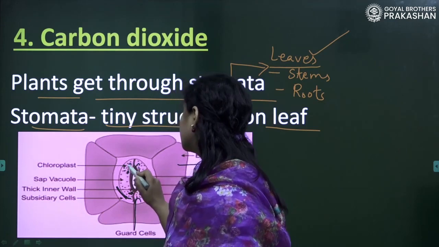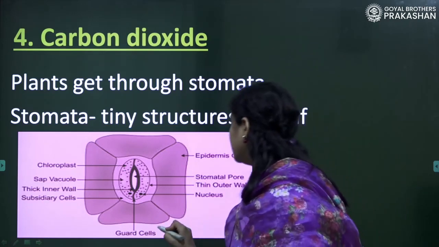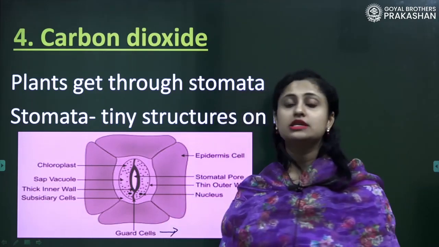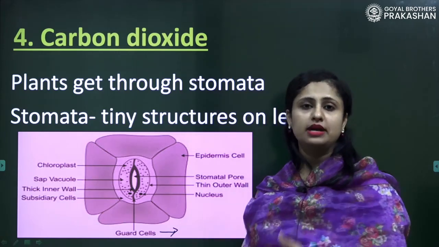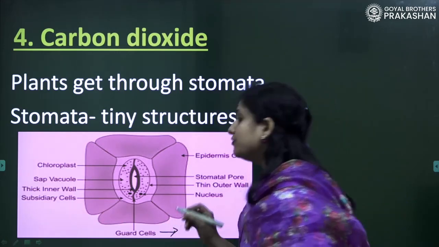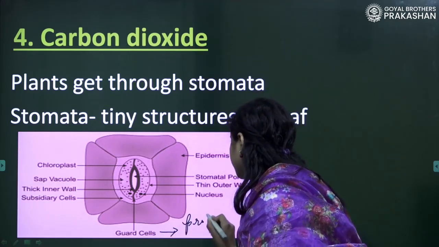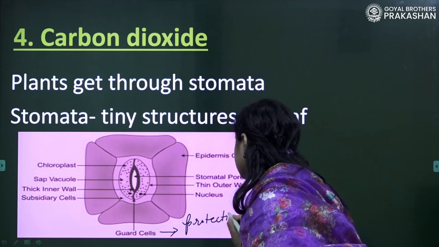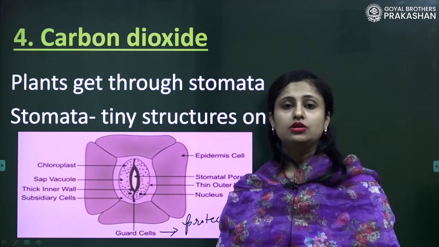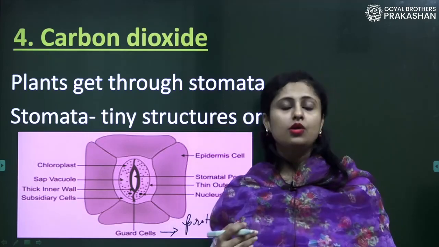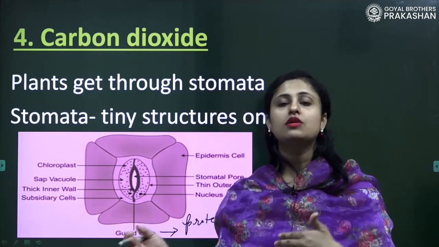Here chloroplast is present. So here the guard cells, as their name suggests, guard means those cells which protect the stomata cells. So the function of guard cells is to give protection. And another function of the guard cells is to open and close the stomata. So basically they regulate the opening and closing of stomata.